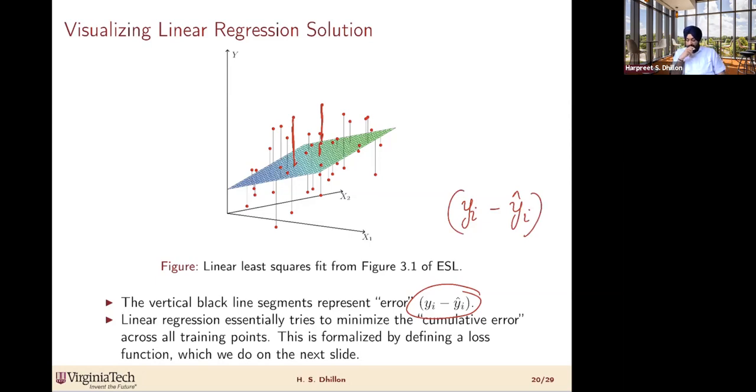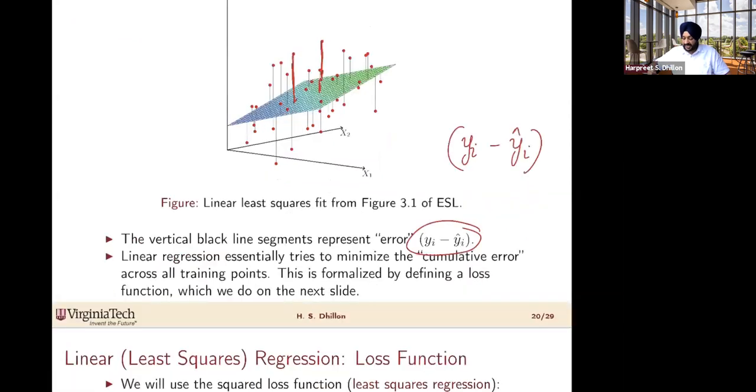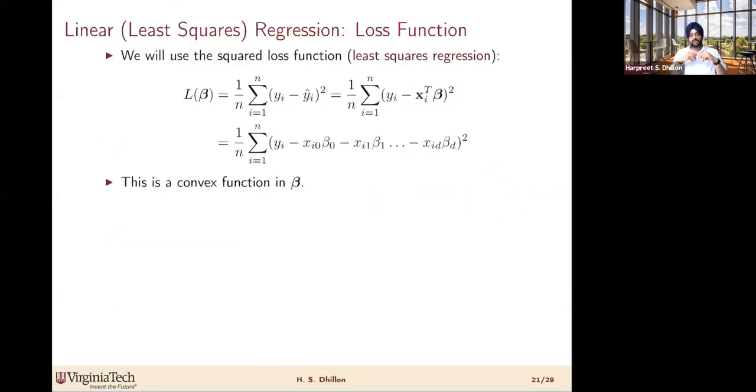Now linear regression tries to minimize the cumulative error across all the training points. So we will have to formalize this by defining a loss function, which I'm going to do on the next slide. We are going to use a loss function which we have already defined before, which is the squared loss. By the way, this is just the cumulative loss, so this should not be confused with the likelihood function.